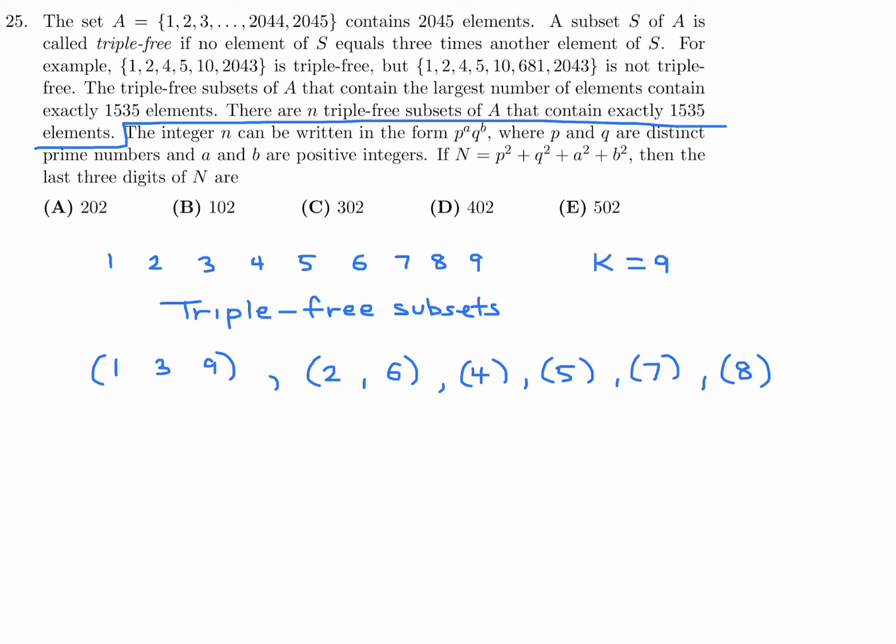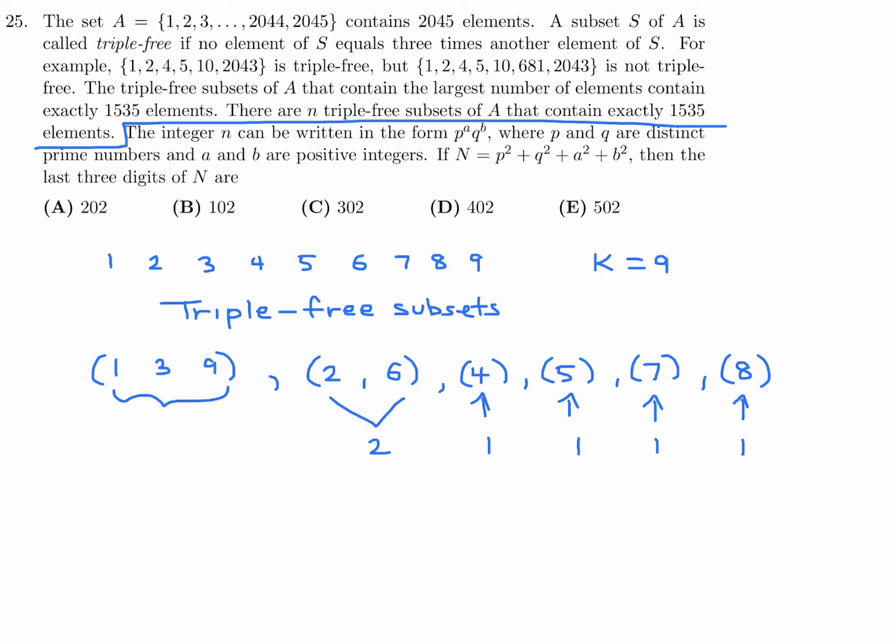Now, to make a triple free subset, I have to choose one or more from each of these groups. I have to choose the max, because the key here is the largest number of elements. I have to make the subsets have the maximum amount, so I have to choose the maximum from each group. From here, I can only choose one number. Here, I can only choose one number. Here, I can only choose one number. But from here, I've got 2 choices, either the 2 or the 6.